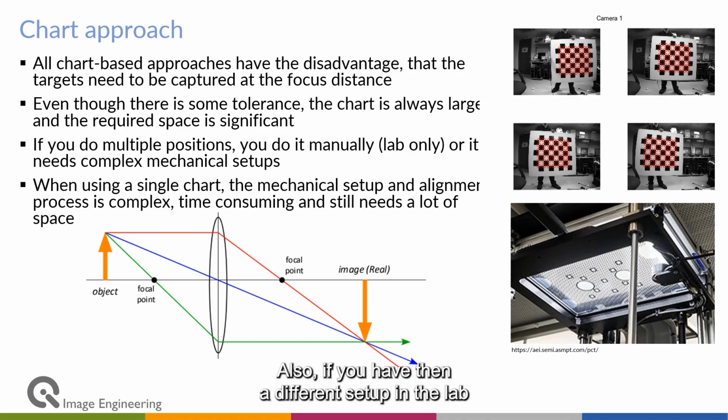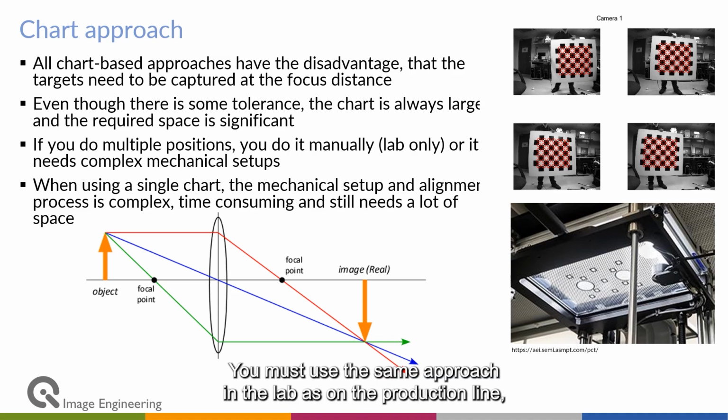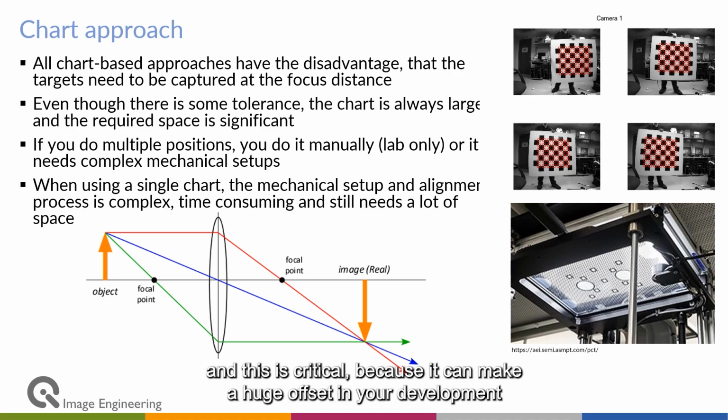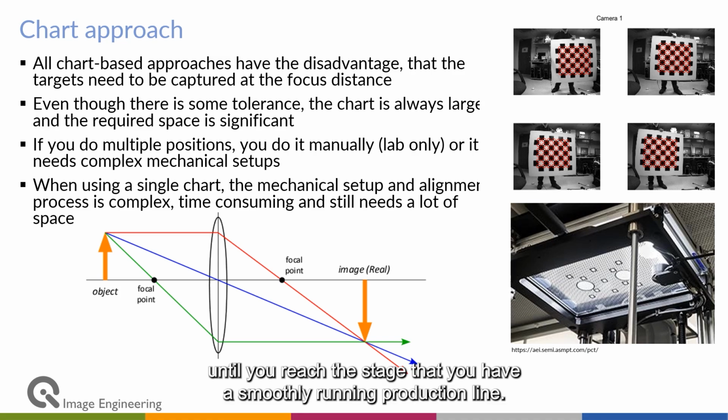Also, if you have a different setup in the lab than you have on a production line, you always need to make sure that that is the same. So you cannot use the same approach in the lab as in the production line, which is then critical because it makes a huge offset in your development until you reach the state that you have a smoothly running production line.